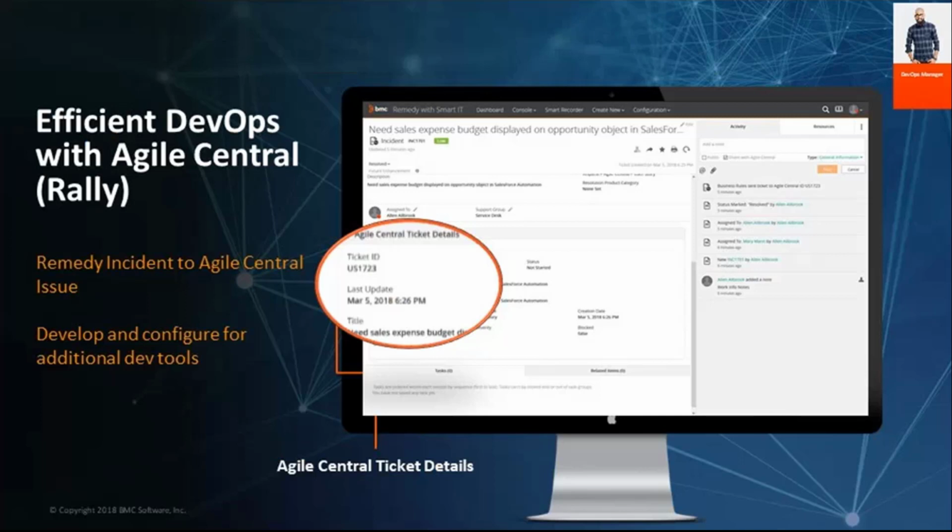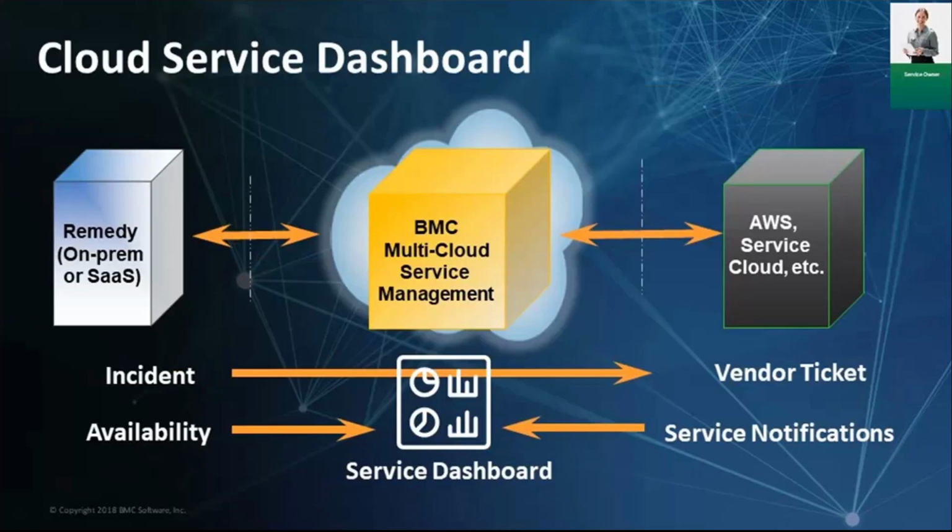So this is, again, you can see the same set of information, Agile Central ticket details on Smart IT on all clients. It's all available. And we'll see one of these examples in the demo.